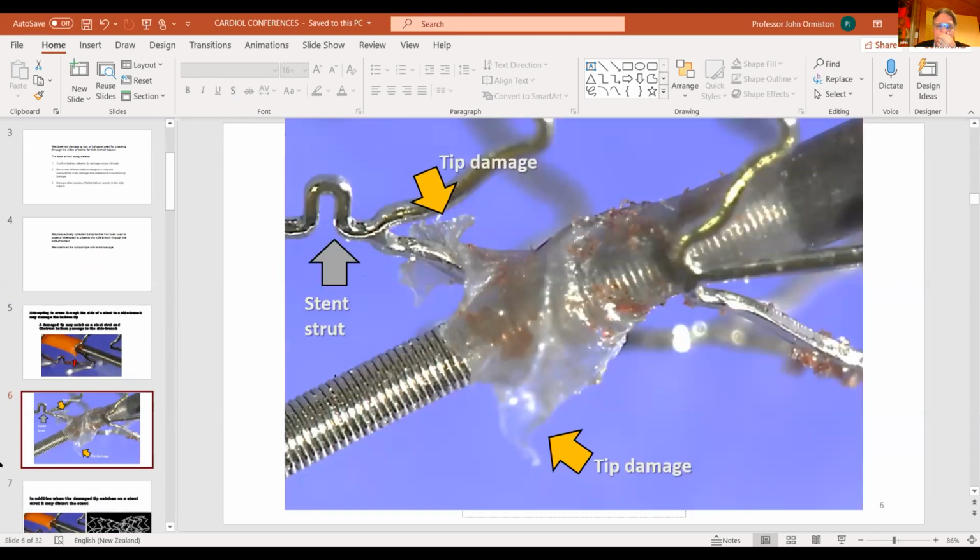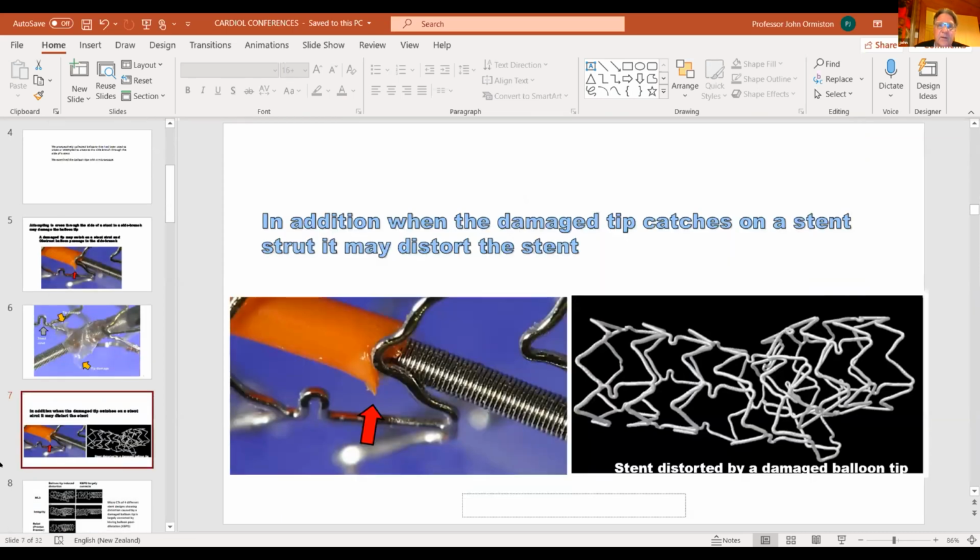And here is a balloon that is much more damaged as it attempts to cross through the side of a stent. In addition, when a tip is damaged, catheters may catch on a stent and cause distortion. So you'll see that this stent here is badly distorted due to this tip catching on a strut.